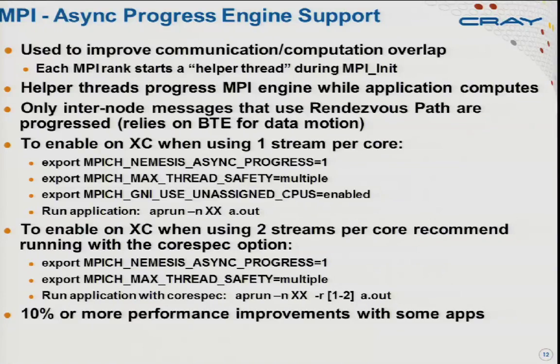To enable it, these are the environment variables that you set. When using one stream per core, you set this environment variable, you set thread safety, and then you enable it. And then you can just run it without anything else on the line, because remember, in single stream mode, the other hyperthreads are there anyway, and it's been designed to use those hyperthreads. When you're running with 2 streams per core, you still have to set these environment variables. You don't set this unassigned CPU thing, but you do now have to do -R. And again, you can do 1 or 2. If you start doing more than 2, these things are taking resources away from your application, so you're probably not going to do more than 2.